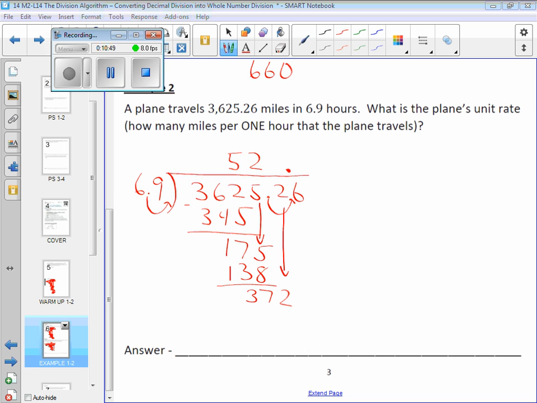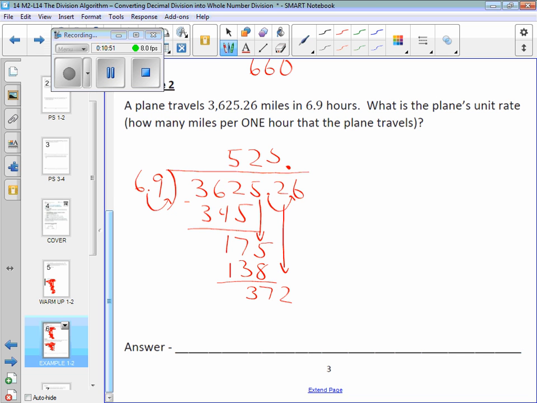Chels, what do you got? 69 times 5. Still not done. What do you got as a difference? 27. Are we done? Gotta bring down the 6. Good news is, if you can find the number, it'll terminate.